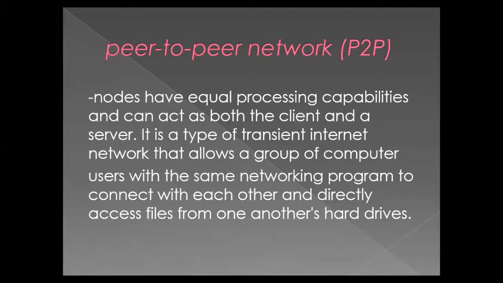Next one, the third one, is peer-to-peer network. Nodes have equal processing capabilities and can act as both the client and the server. So in peer-to-peer, the computers are connected to each other, and every computer can act as a client and also act as a server. It is a type of transient internet network that allows a group of computer users with the same networking program to connect directly and access files from one another's hard drives.